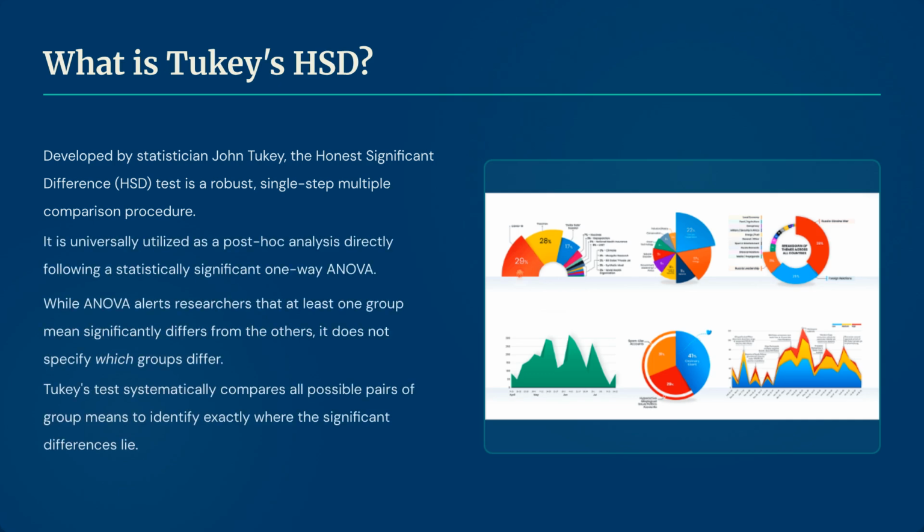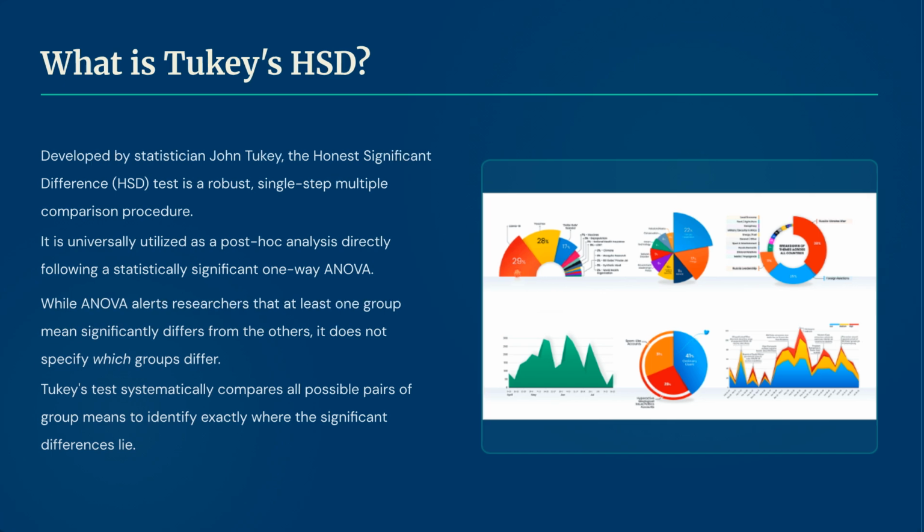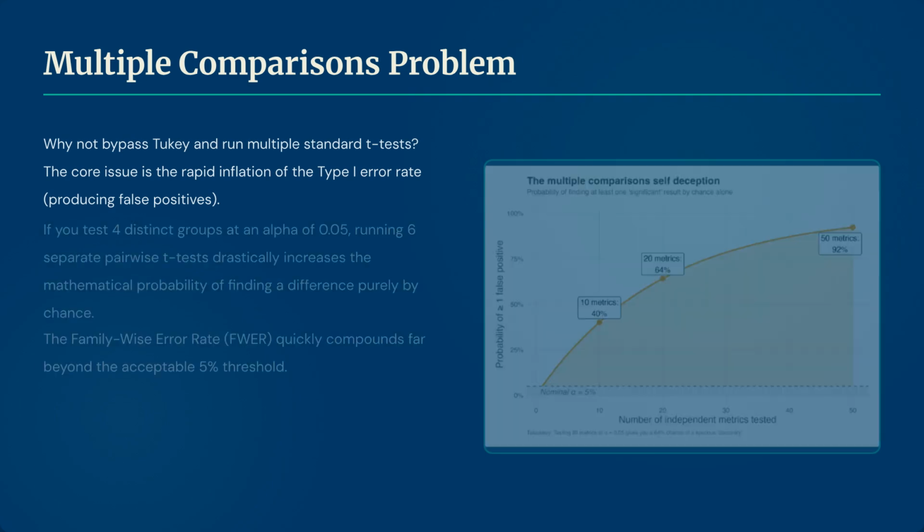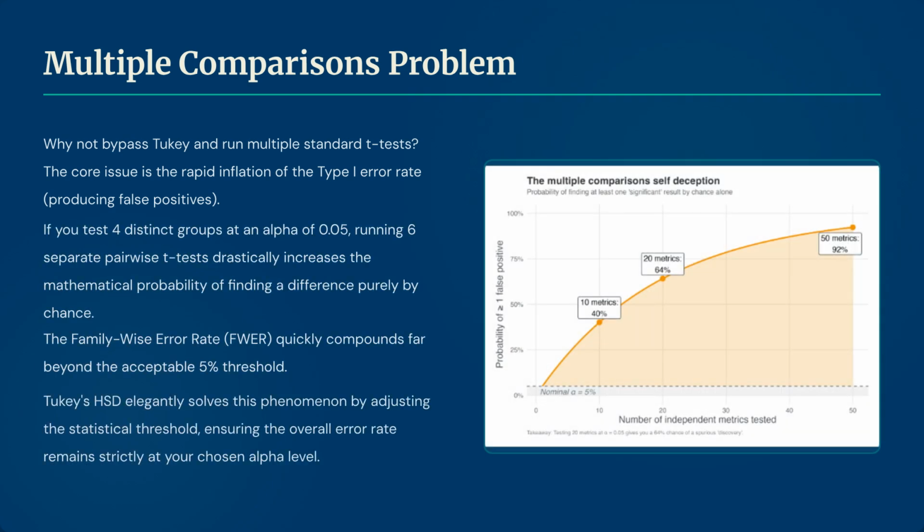While ANOVA tells us a difference exists, Tukey's test precisely identifies which group means are significantly different by comparing all possible pairs. Running multiple standard t-tests inflates the type 1 error rate, leading to false positives. This is known as the multiple comparisons problem. Tukey's HSD solves this by adjusting the statistical threshold, ensuring the overall family-wise error rate remains strictly at your chosen alpha level.